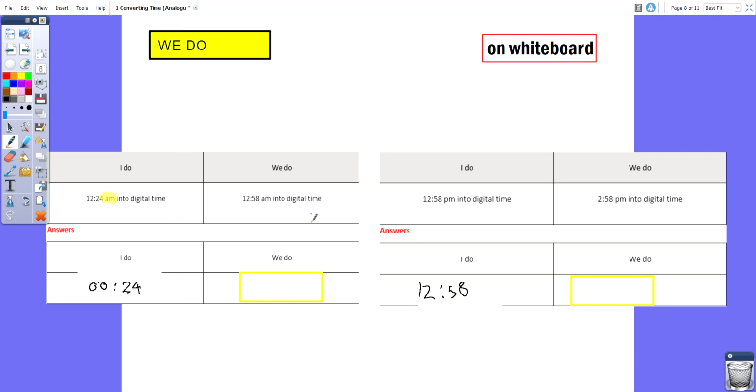Right, once again, in your books, please, could you pause the video and have a go at this one here and this one here? See what you get, and then unpause the video to check if your answers are right. Okay, so for this one here, you should have got 00:58 because again, it's just past midnight with our 12 AM. And for this one, we have 14:58 because we've added 2 hours onto midday. Tick them if you got them right. See if you can spot if you made a mistake if you didn't get them quite right.